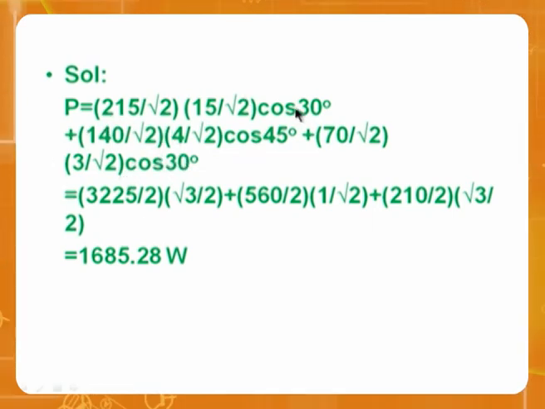And all these things are substituted. The cos 30 value is given. Cos 45 is 1 by root 2. Cos 30 is once again given. If you add this total value, you will get 1685.28 watts. So this is the main focus.